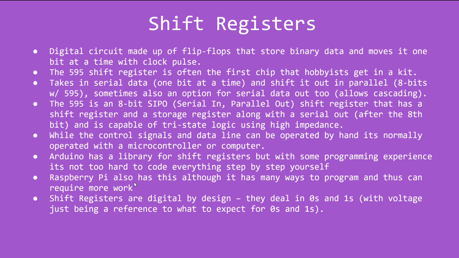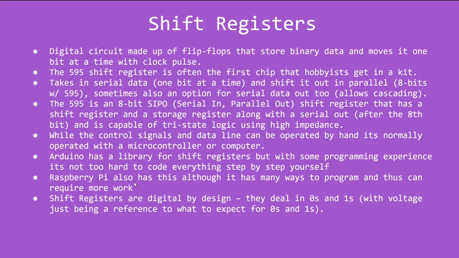All right, since a 595 often comes in a hobby kit, this is what we'll be discussing first: shift registers. It's a digital circuit made up of flip-flops, which we'll discuss in a later video, that stores binary data and moves it one bit at a time with a clock pulse. The 595 takes in serial data and shifts it out in parallel. So in this case, it would be 8 bits, although there are 4-bit registers out there. But it also has an option to cascade data via a serial data out. The main use for this is to have multiple 595s all linked together. It's defined as a SIPO, which is a shift in, parallel out shift register.